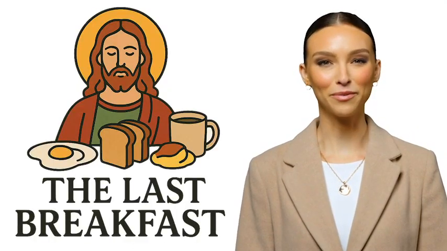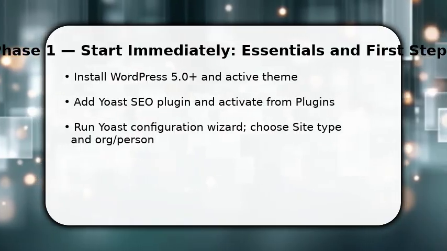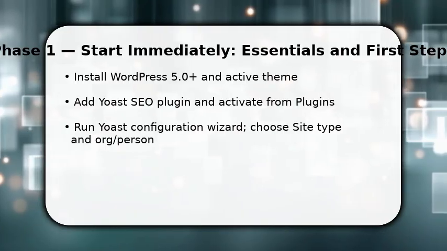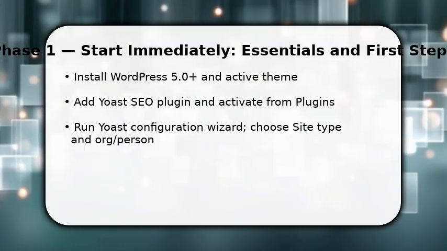Please enjoy the video. You start by confirming essentials: WordPress updated, theme active, and Yoast installed. Open plugins, install Yoast SEO, then activate it. The plugin prompts the configuration wizard.